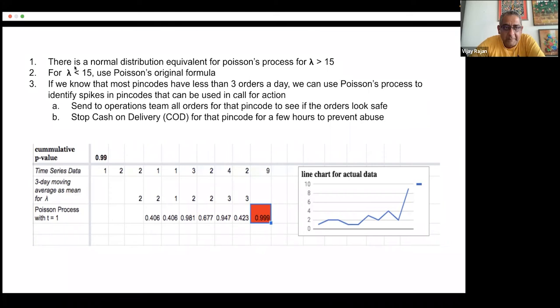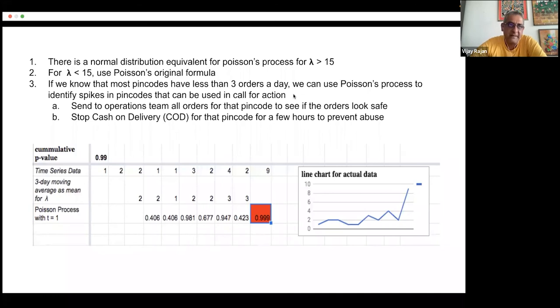It's a made up example, but basically there is a normal distribution equivalent of the Poisson process for lambda, that's the arrival rate, greater than 15. But for everything with arrival rate less than 15, it's better to use Poisson's original formula. And if we know most of the pin codes have less than 3 orders a day, most, when I say most, I mean the long tail of the 19,000, we can use Poisson's process to identify spikes in pin codes that can be used in a call for action.